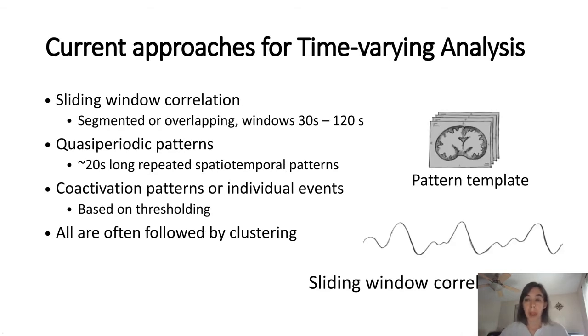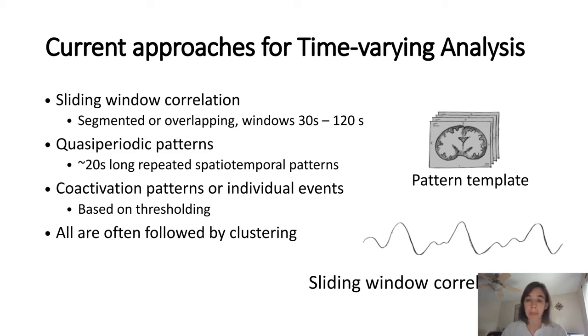The current approaches for time-varying analysis are mostly variations of average functional connectivity, with the very simplest being sliding window correlation. Instead of looking at relationships like correlation that persist for the entire length of the scan, we chop that scan into segments, maybe 30-second or 60-second segments, and we calculate correlation for each of those segments.